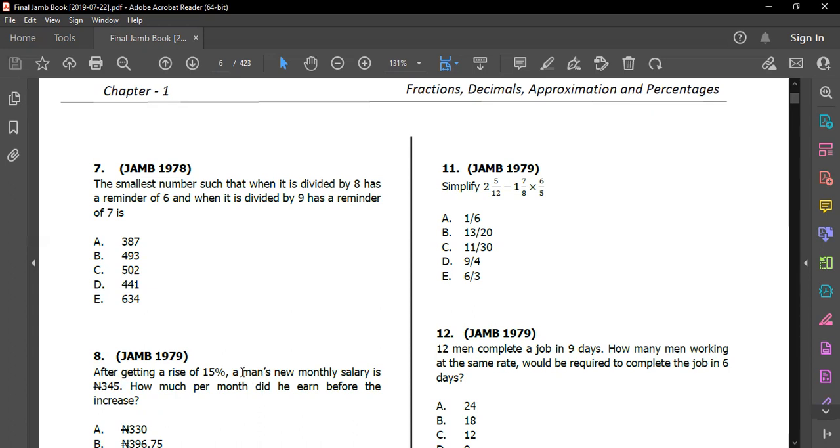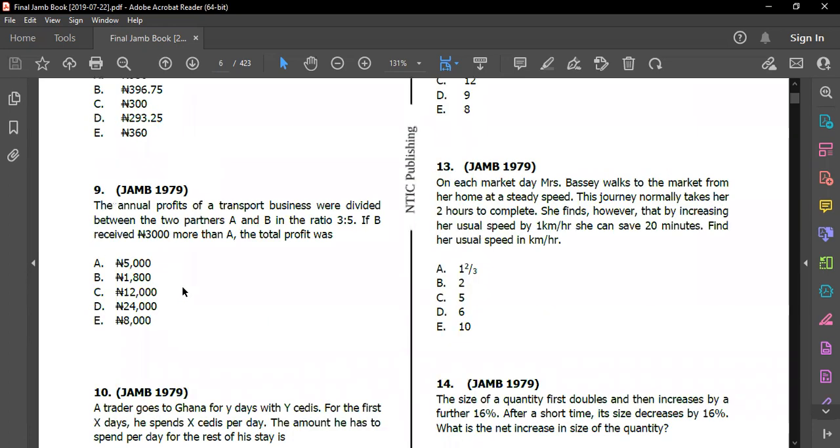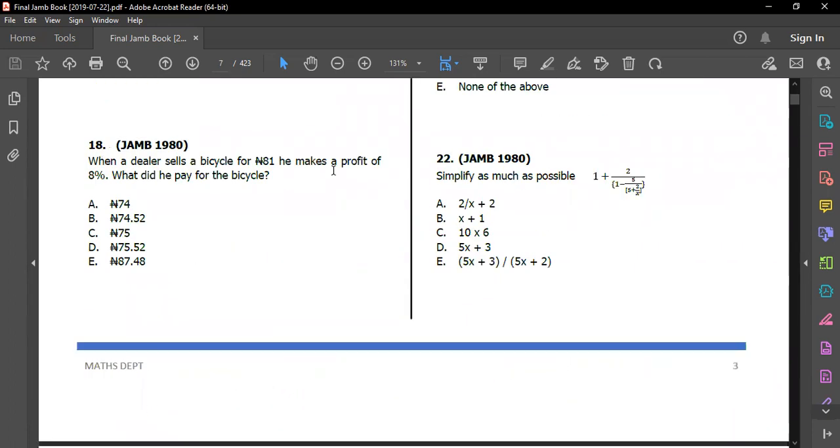You have percentages. Can you see percentage? Number 8, JAM 1979. I want to quickly switch to something recent. So let me click something recent. This is 1980. Look at this question. It's a JAM question. 1980, question 22. It's a fraction. Can you see the kind of fraction they are giving you?